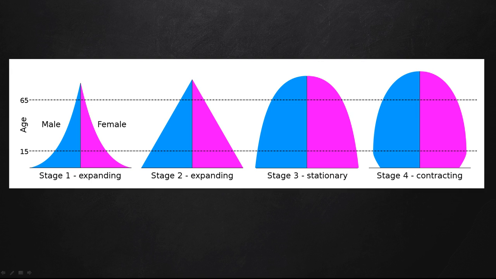So this figure illustrates how each of these basic shapes aligns with the demographic transition model stages. Stage 5, which is not shown here, would be a further or more pronounced contraction.